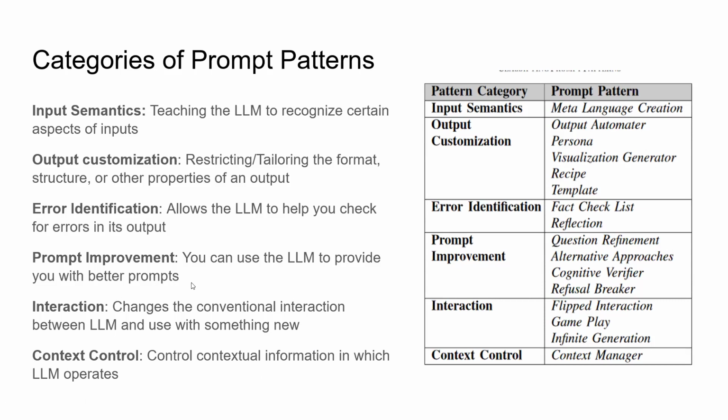There's prompt improvement, in which you can actually use the model to provide you with better prompts. There's interaction, in which we change the conventional interaction between the model and us with something new. For instance, instead of us giving them a prompt, as we typically see it, it could be the model asking us questions or the model prompting us to enter some type of information. Finally, there is context control, in which we provide the model with contextual information that changes the way the model operates.